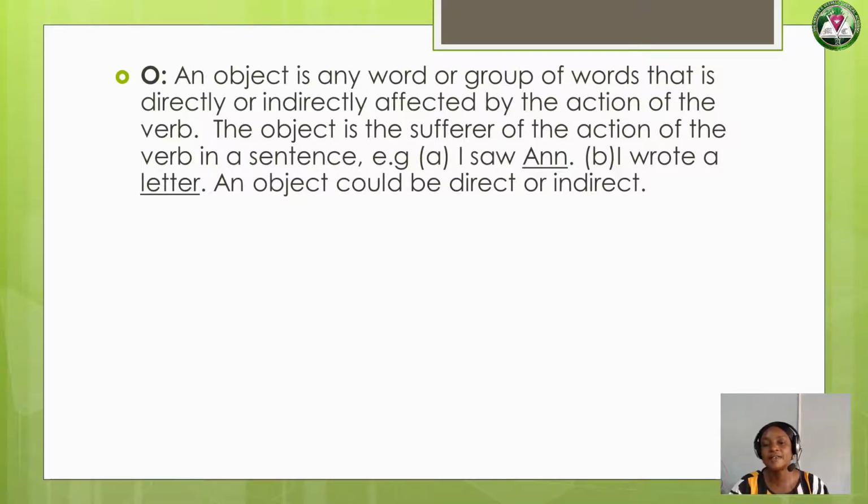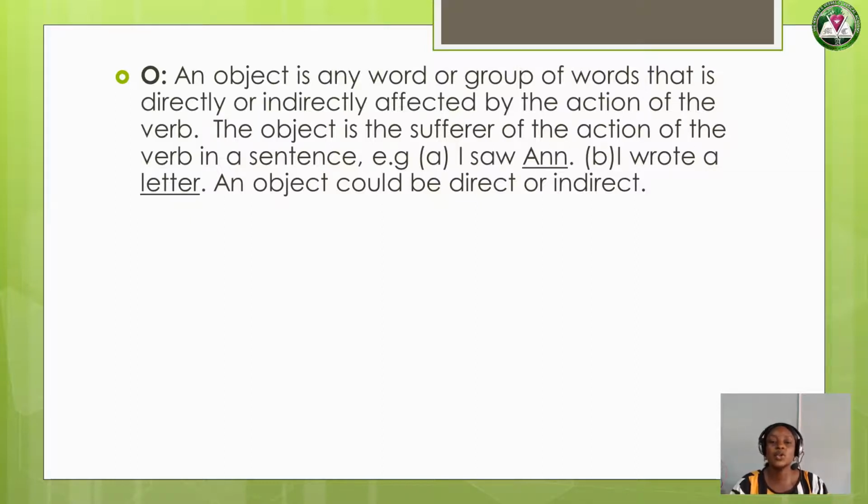So here we have SVO. We don't have complements here, and we don't have adjuncts. So that's why I said earlier that S and V are compulsory, others are optional. In the second example, we have I wrote a letter. We have I as a subject, wrote as a verb, a letter as the object. An object in the first sentence is a noun, and an object in the second sentence is a noun phrase.